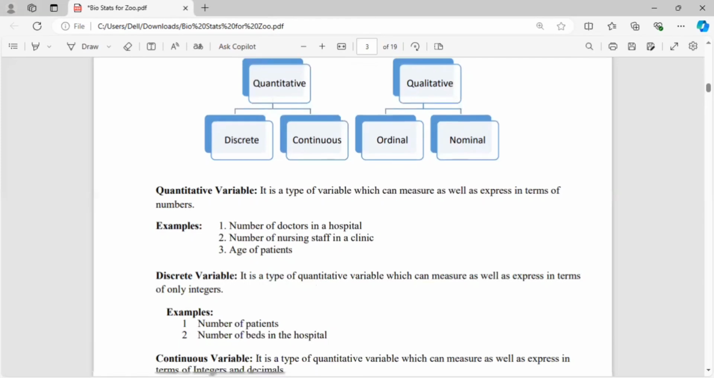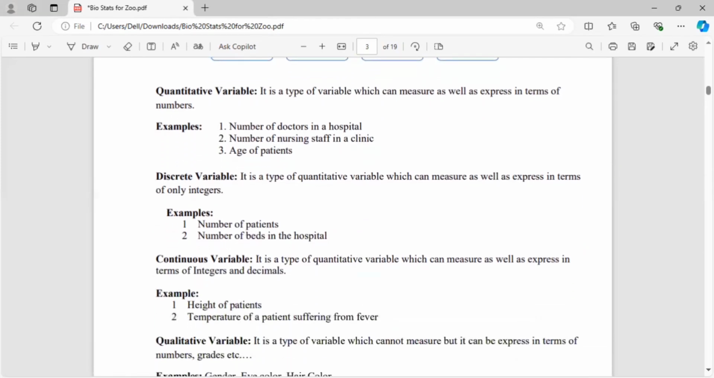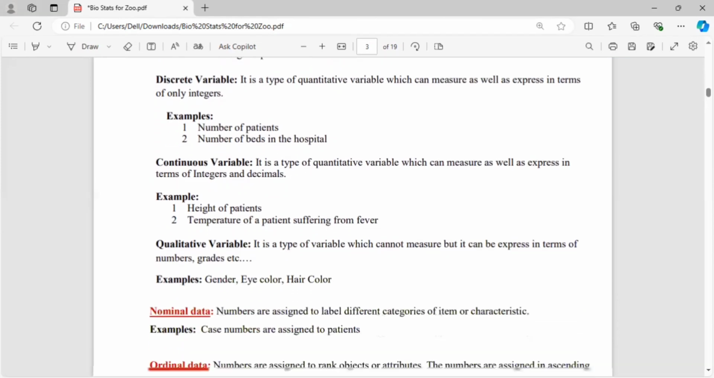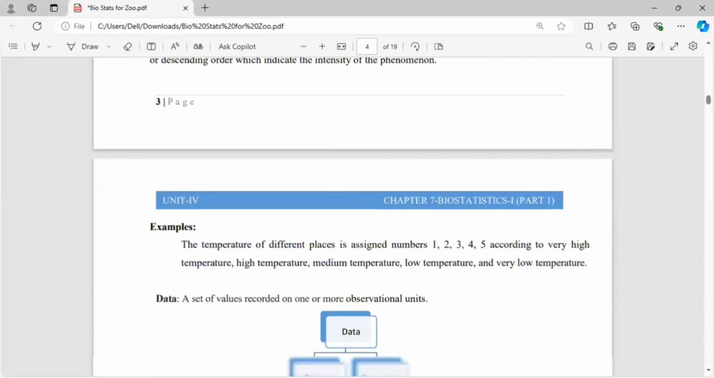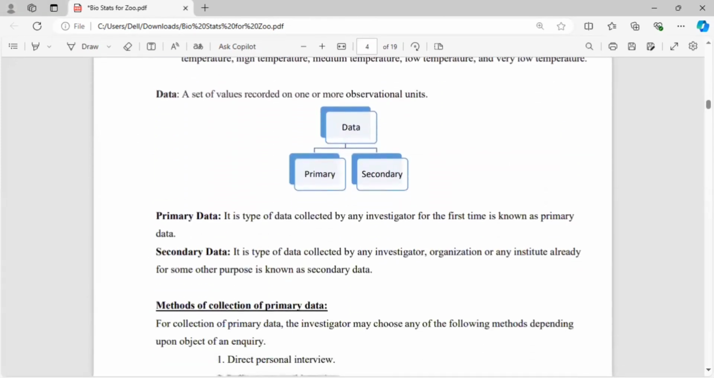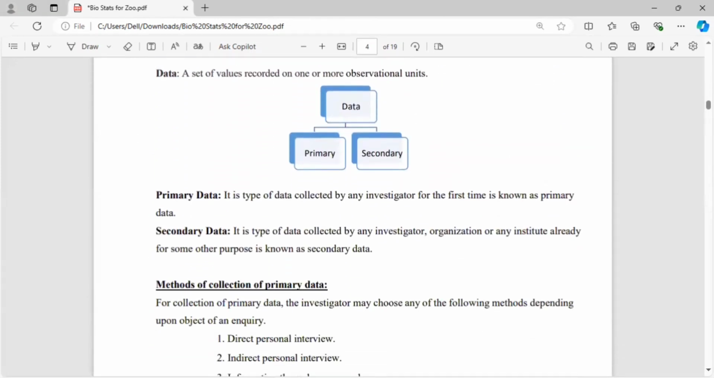In quantitative variable, what you mean by discrete variable with examples as well as continuous variable with examples. Then in qualitative variable, we discussed how to denote it, nominal data as well as ordinal data. Next, we discussed data. What do you mean by data? What do you mean by primary data as well as secondary data?